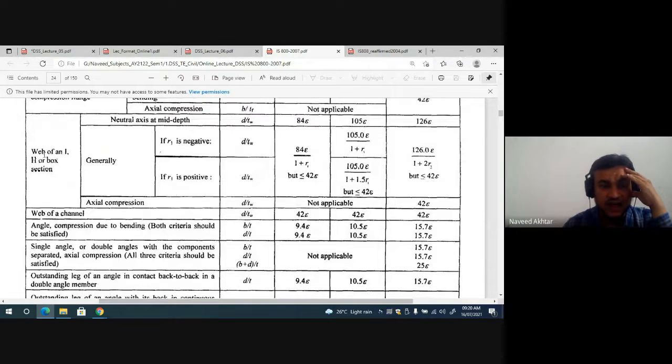The web of I section is given here. If it is in axial compression, with the neutral axis at the mid depth, there is a different criterion. Because the I section is symmetrical, the neutral axis is at the mid depth. So the d by tw ratio limit for a plastic section is 84 epsilon.